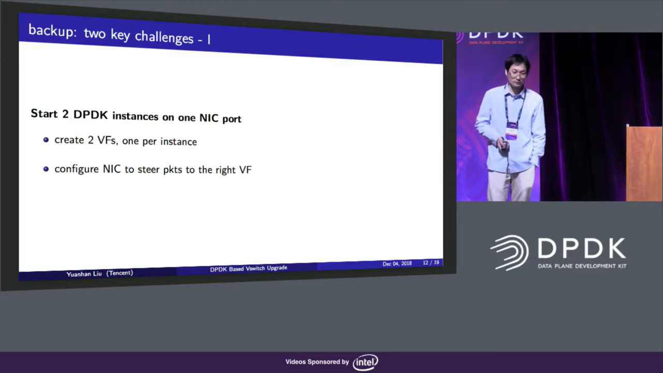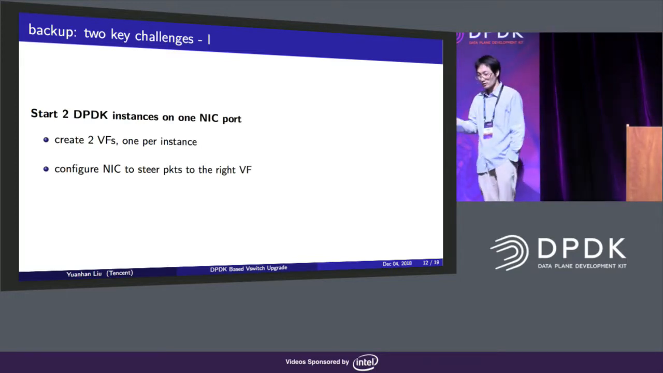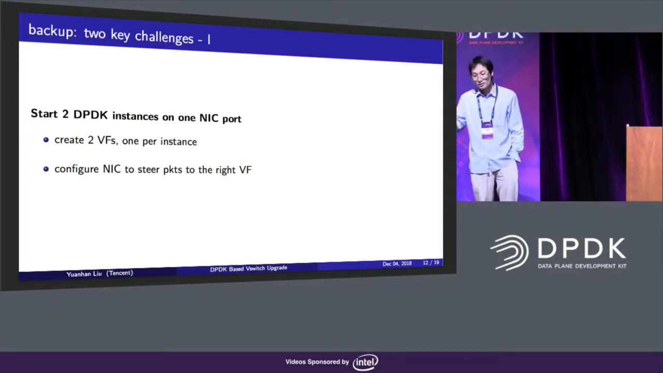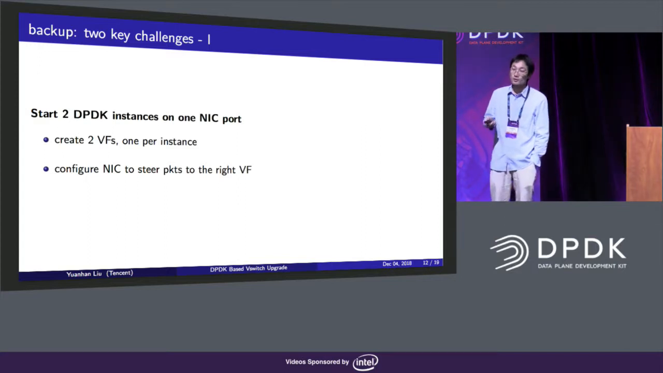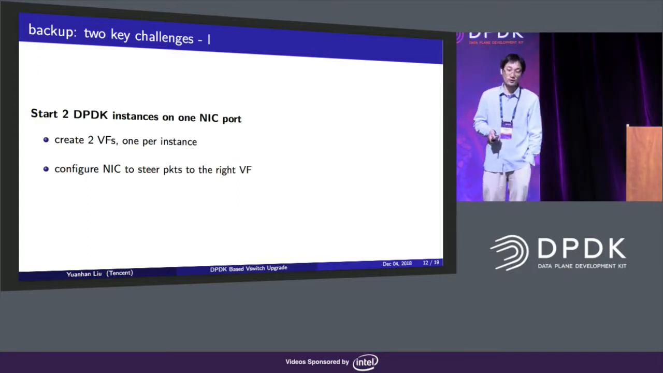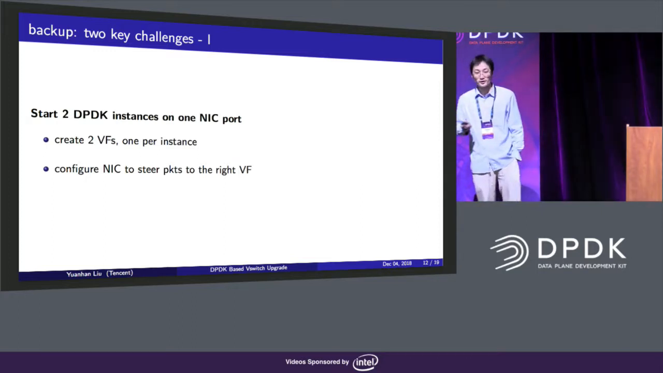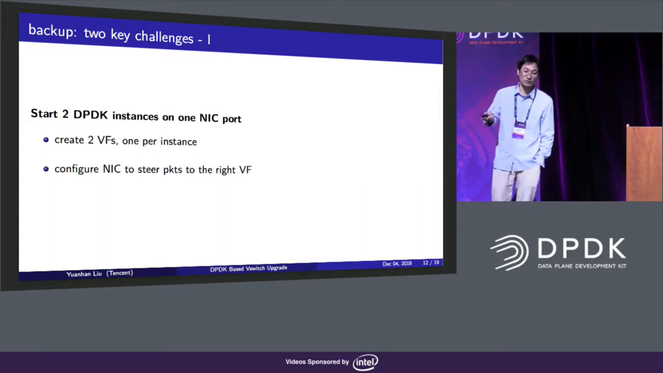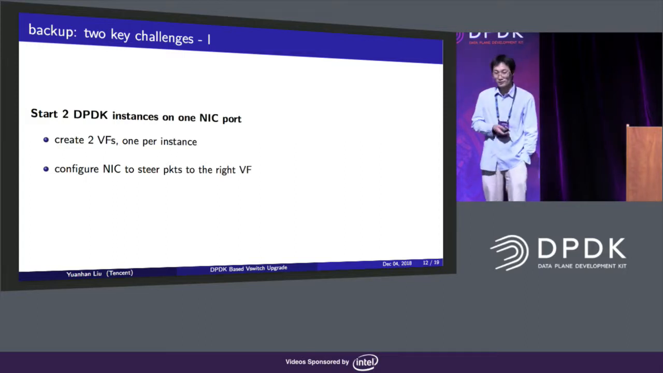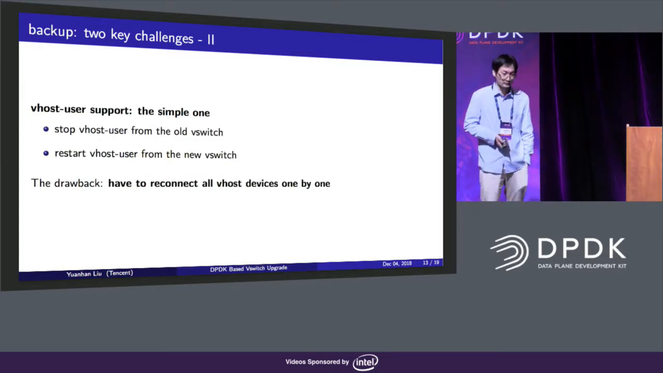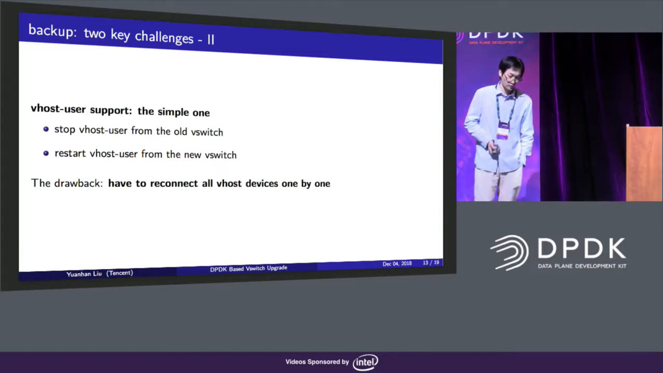The first issue that comes to mind, maybe quite clear, is how can we start two DPDK on one NIC port? Well, a simple solution is that we could create two VFs, one per instance, and then we could configure the NIC to steer packets to the right VF to do the switch. That is for the NIC part, and another part is for vHost user. And we also have a simple solution for that.